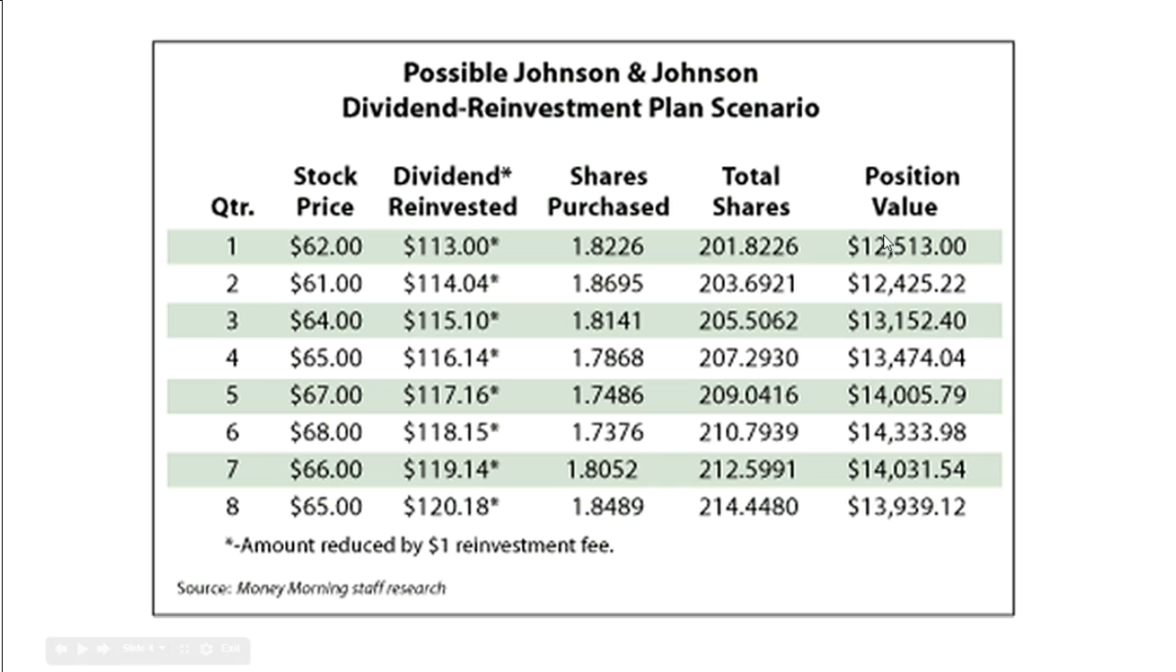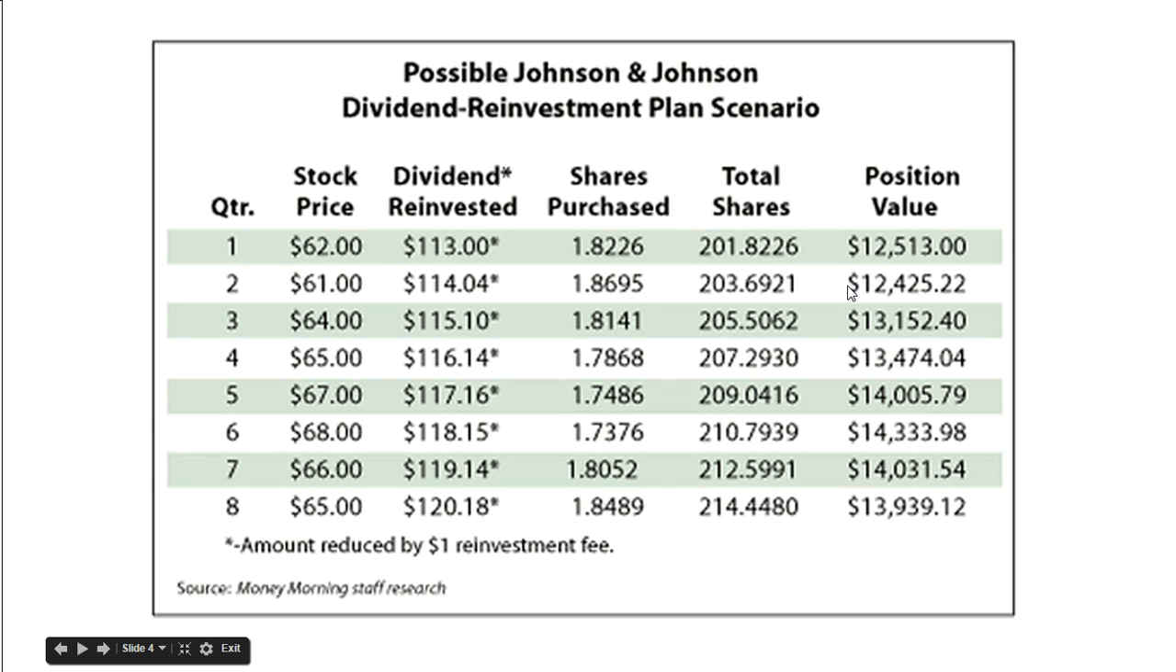All right. So then going down to quarter two, 3 months later, the stock price has gone down to 61. Not a bad thing, a dollar drop. But at the same time, since I own 201.8 shares, now I'm getting a $114 dividend. So stock price 61 in quarter two, dividend I receive is $114. That allows me to purchase another 1.86 shares, which brings up my total shares to 203.7, and that gives me a new position value of 12,425.